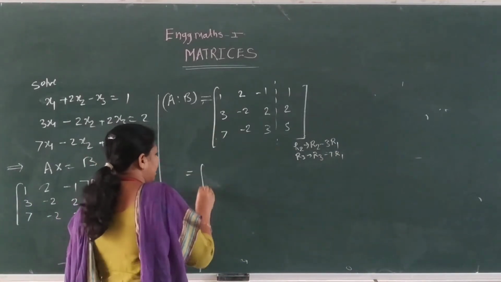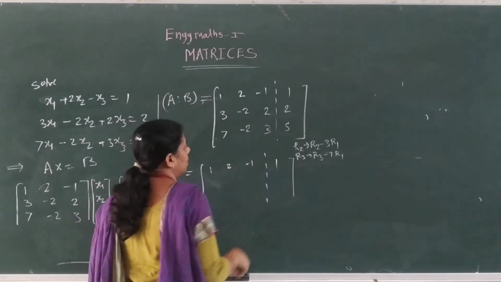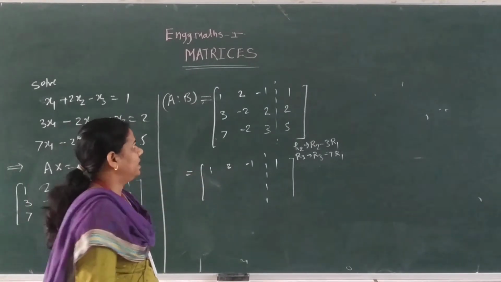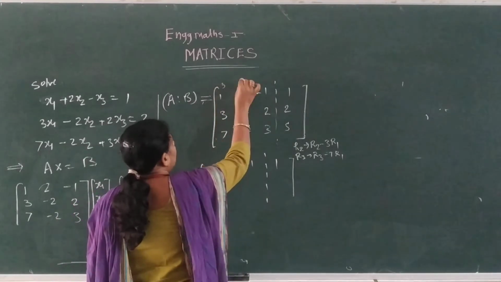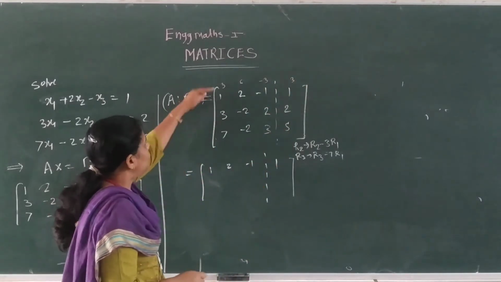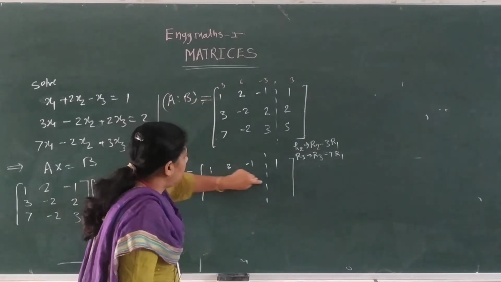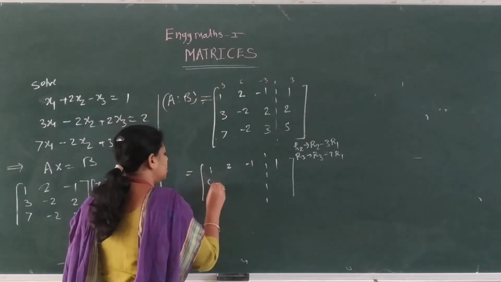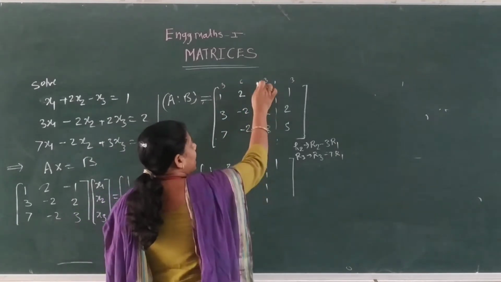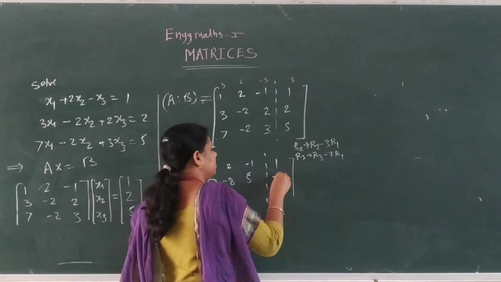The first row stays as it is, do not disturb it: 1, 2, minus 1, 1. For the row transformation of the second row, multiply the first row by 3, giving 3, 6, minus 3, 3, and subtract these new elements from the second row. 3 minus 3 is 0, minus 2 minus 6 is minus 8, 2 plus 3 is 5, and 2 minus 3 is minus 1.